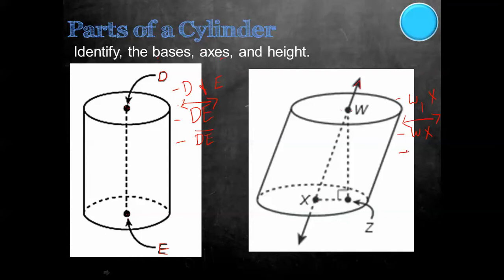Now the height goes from the middle of the top straight down. So it doesn't always connect in the middle on both. In this oblique cylinder, see how it starts at W, but it goes straight down to point Z. So actually the height of this cylinder is WZ. Remember, height has to make a right angle, but the axis does not have to make one.